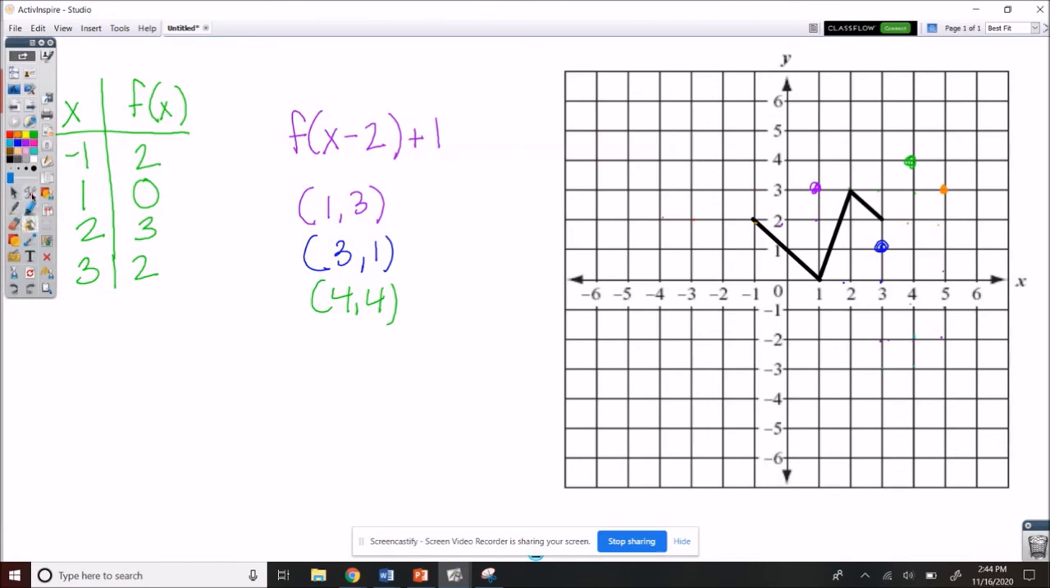Okay, so I'll put my final answer here, maybe in gray. So we see it's not stretched or shrunk. It still takes up the same amount of space. It's just shifted to the right 2 and up 1.